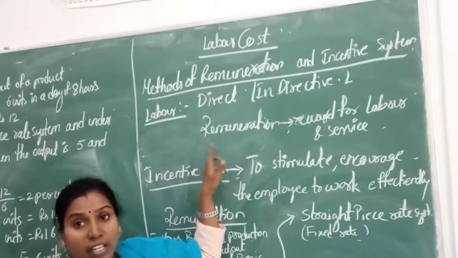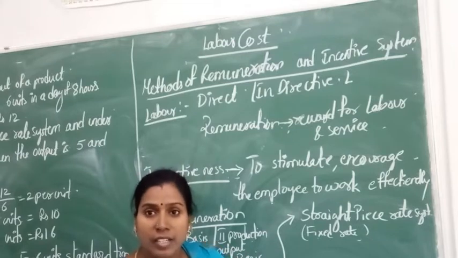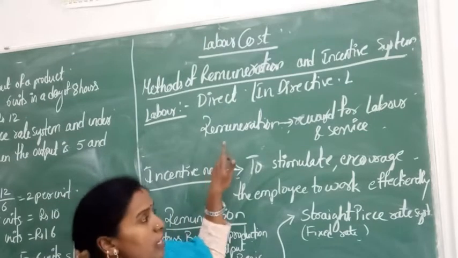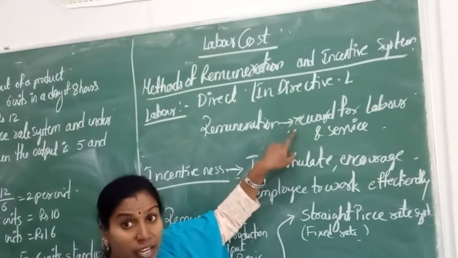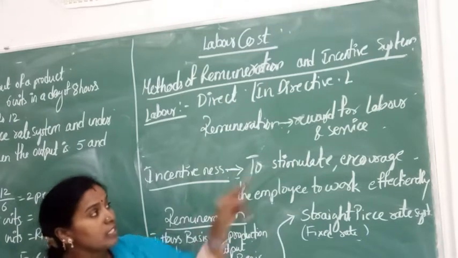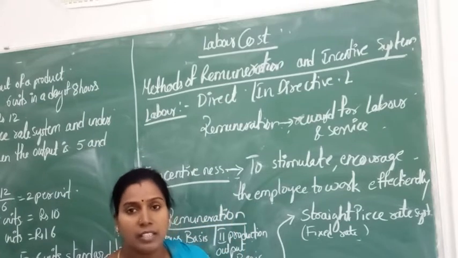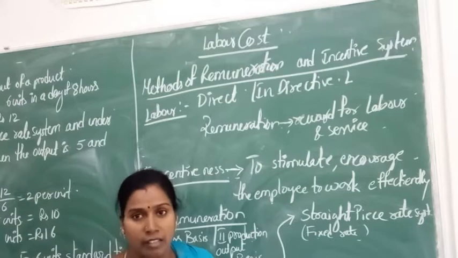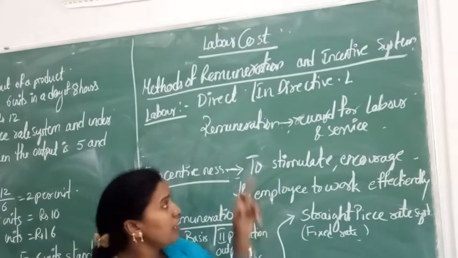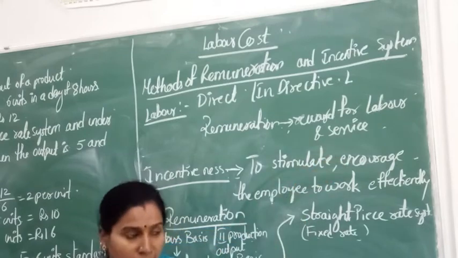So, what is the meaning of remuneration? Why should we give it? Because we are acquiring the services of the two types of labor, direct labor as well as indirect labor. Remuneration means reward. We are giving the reward for labor because they are doing some service. That service is paid in the form of money. That money measurement we call remuneration. So I repeat, remuneration is the reward for labor and the services done by the labor.